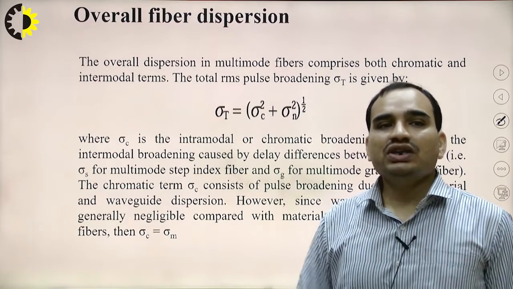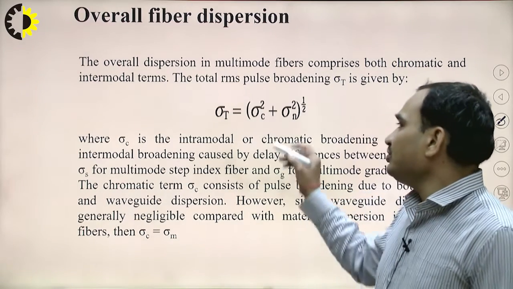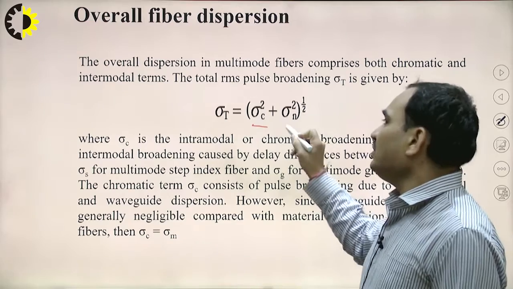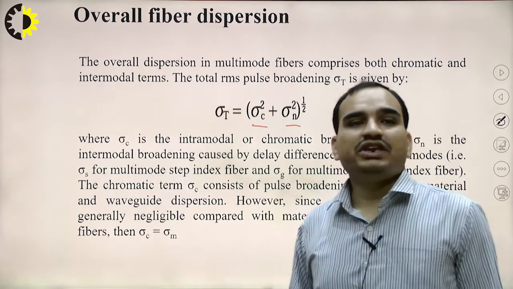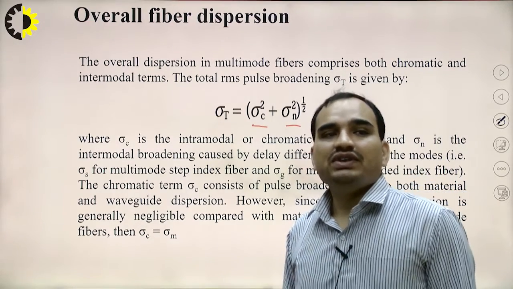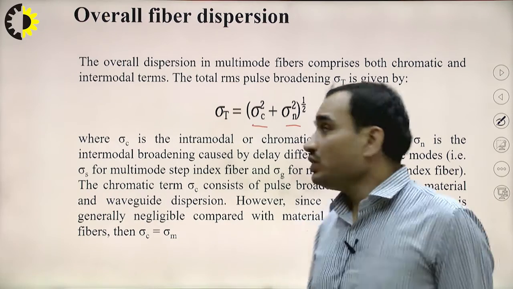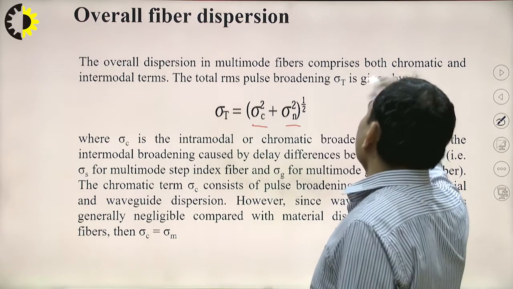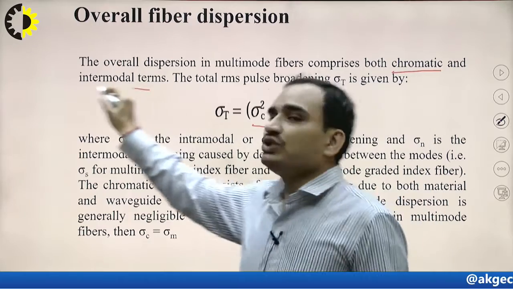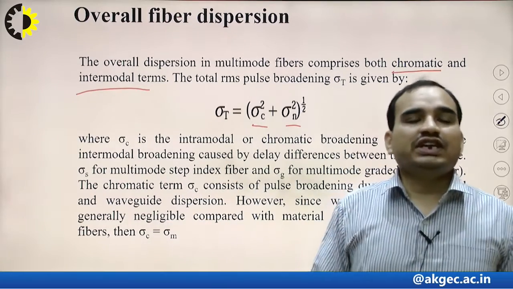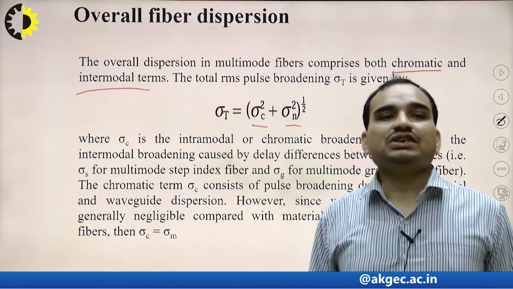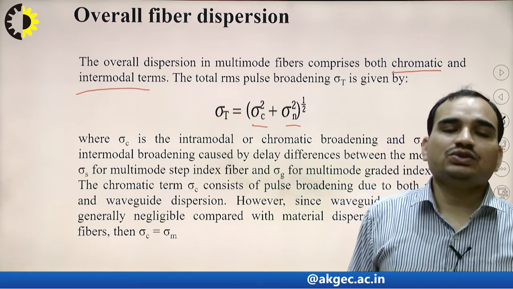The overall dispersion is nothing but the addition of the chromatic dispersion and the non-chromatic dispersion. So we have the overall dispersion as the chromatic and the intermodal dispersion, that is sigma t, given by the square root of sigma c squared plus sigma n squared.